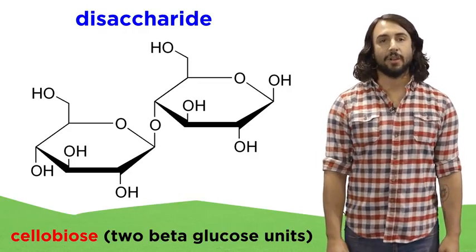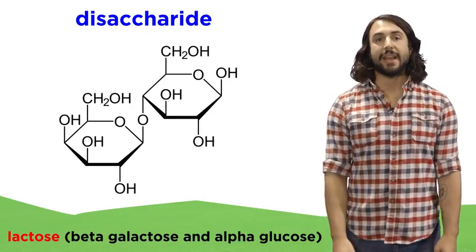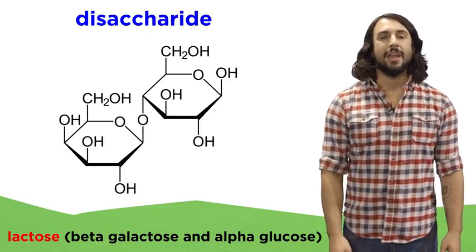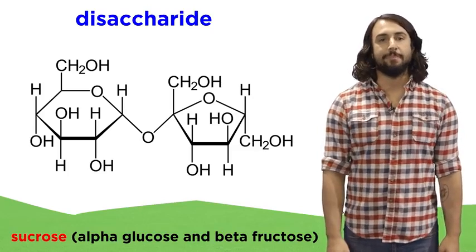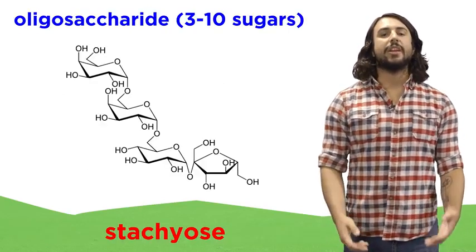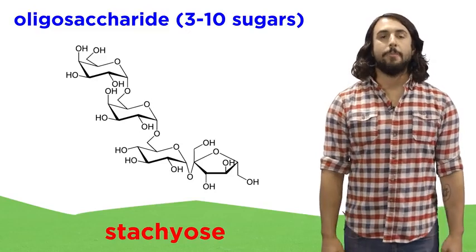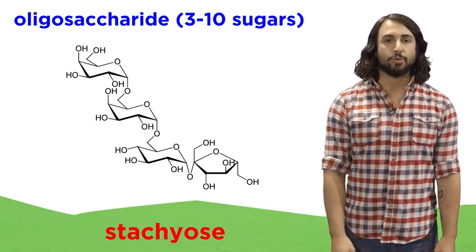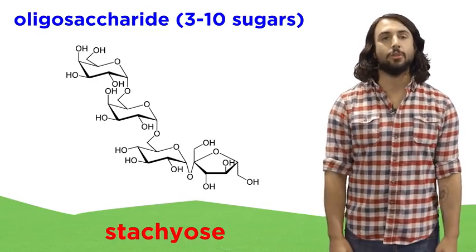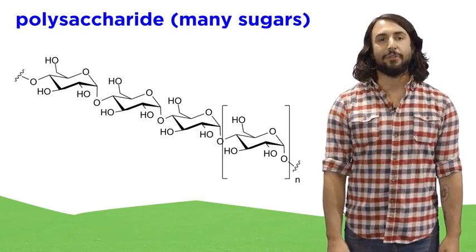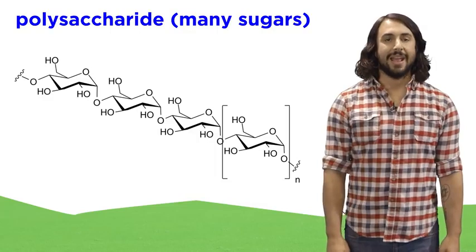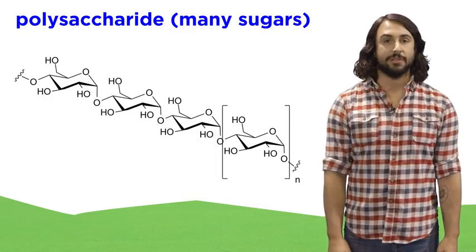Other common disaccharides are lactose, which is beta-galactose and alpha-glucose, and sucrose, or table sugar, which is alpha-glucose and beta-fructose. We could continue to polymerize further, making an oligosaccharide, which will have 3 to 10 saccharide units, or a polysaccharide. Polysaccharides can have thousands of monomeric units, and nature uses these quite frequently.